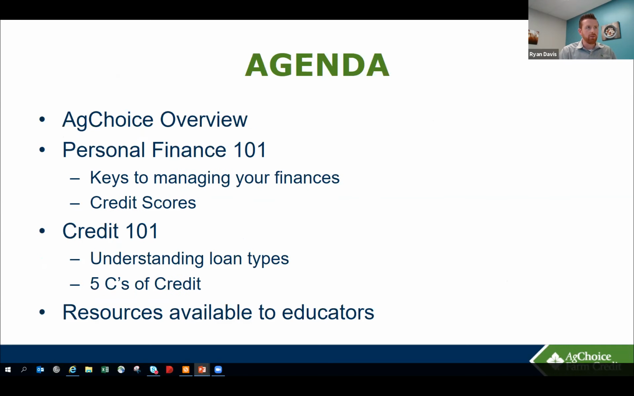So today I'd like to give you a brief background on AgChoice and our footprint, who we serve, what we do on a daily basis. I'd like to also give you an overview of some of the educational materials that we may be able to provide to your classroom. Part of that is a personal finance 101 training, and then a credit 101 training. I'll give you abbreviated versions of those. They won't be exactly what you might see in the classroom, but I'll give you a good representation of that. And then we'll wrap up by talking about some resources available to educators. I'll pause about 3 times along the way to ask for questions and check in with John to see if there are any questions sitting out there in the queue.